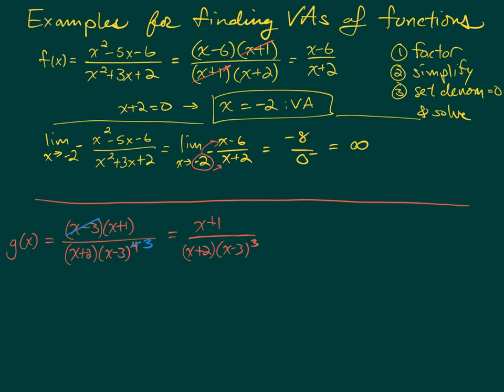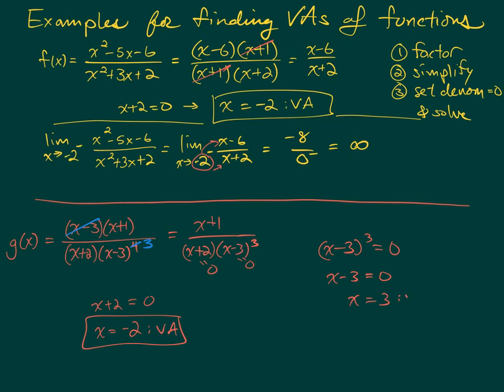Now if you set each factor in the denominator equal to 0, you'll get x plus 2 equals 0, which tells you x equals negative 2. So there's a vertical asymptote at x equals negative 2. And if you take x minus 3 cubed equals 0, you can take the cube root of both sides to get x minus 3 equals 0, and then add 3 to both sides and get x equals 3. So here is another vertical asymptote for g of x, and together there are two vertical asymptotes for g of x.